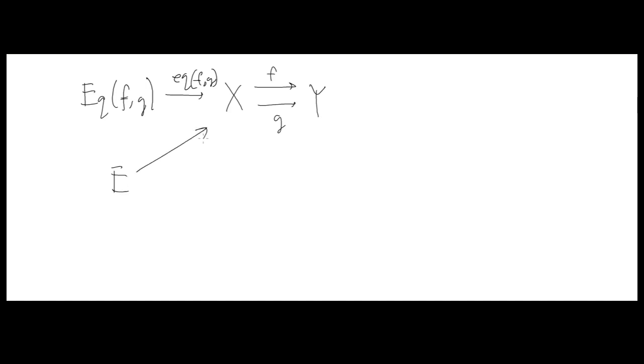First of all, let's write down the dual diagram. So the diagram for equalizer is this. And dual means apply this definition to the dual category, the opposite category, where all arrows are reversed.